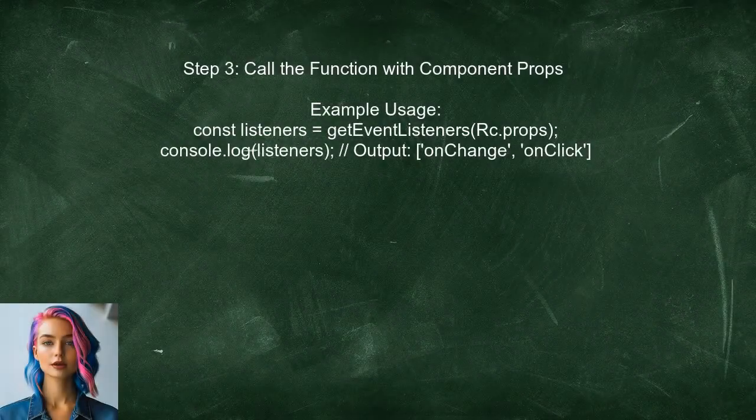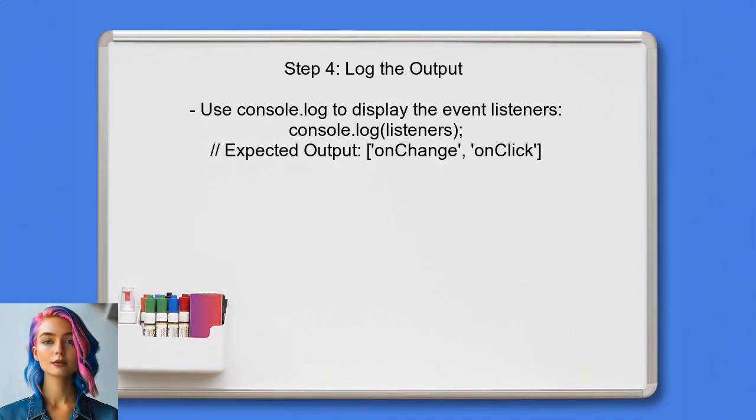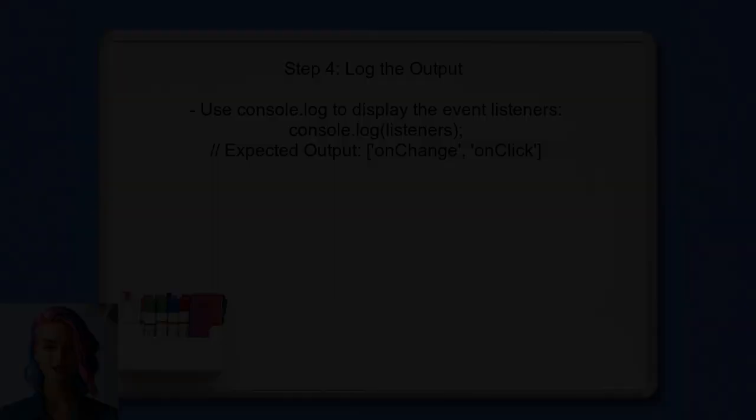After defining the function, the user should call it with the props of the React component. This will return an array of event listener names. Finally, the user can log the output to the console to verify that they have successfully retrieved the list of event listeners for the component.